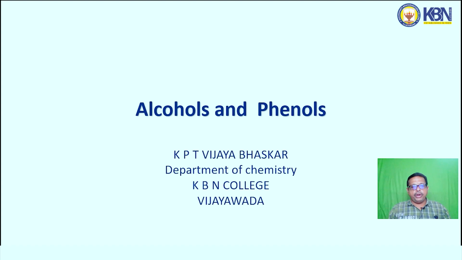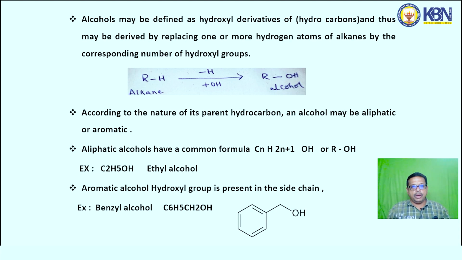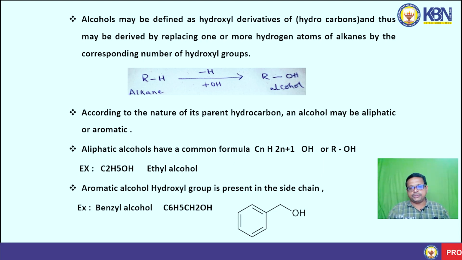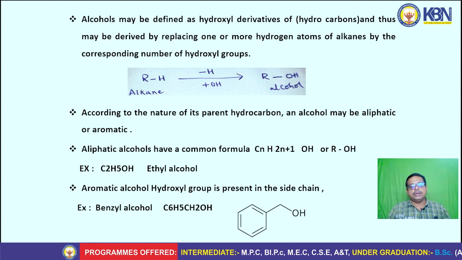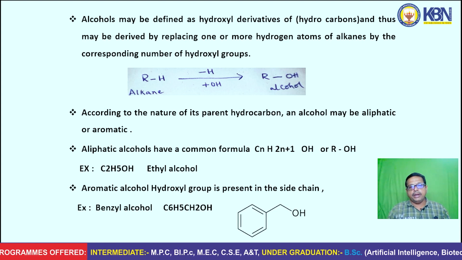Students, today my topic is alcohols and phenols. Alcohols may be defined as hydroxyl derivatives of hydrocarbons, and this may be derived by replacing one or more hydrogen atoms of alkanes by the corresponding number of hydroxyl groups. In the given equation, in the compound alkane, one of the hydrogen atoms is replaced with a hydroxyl group, then we can obtain alcohol.